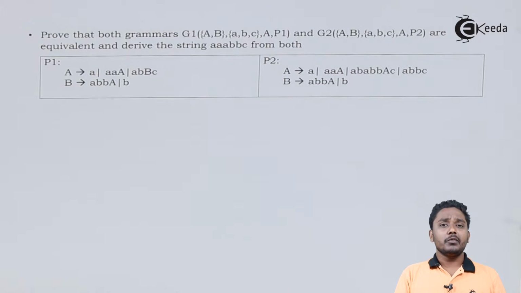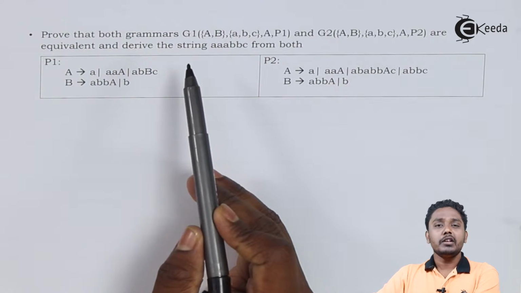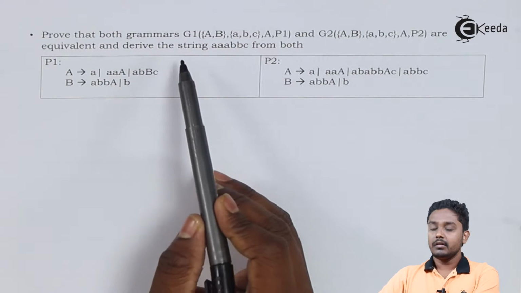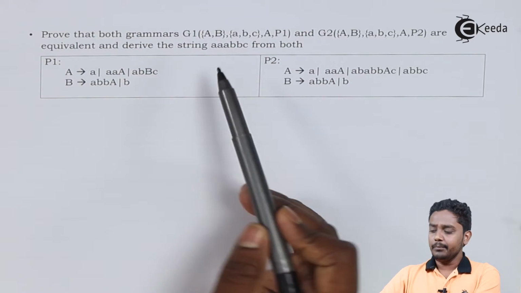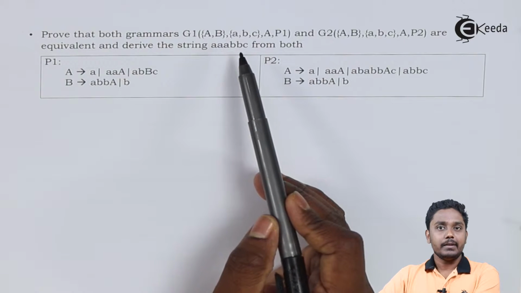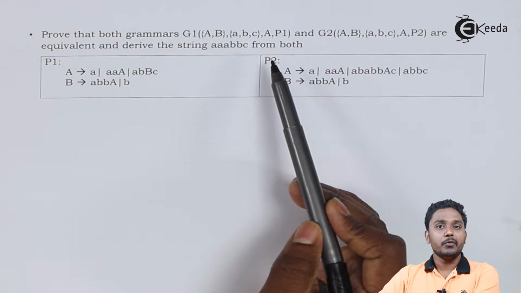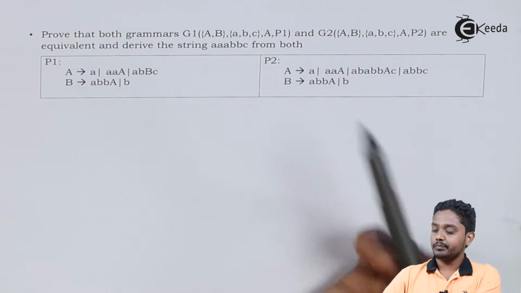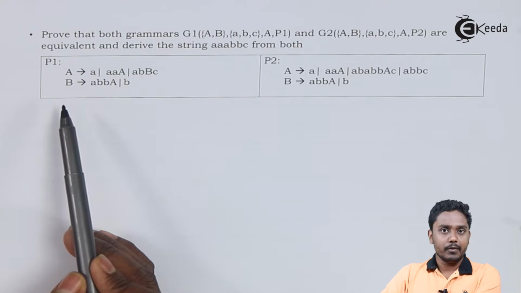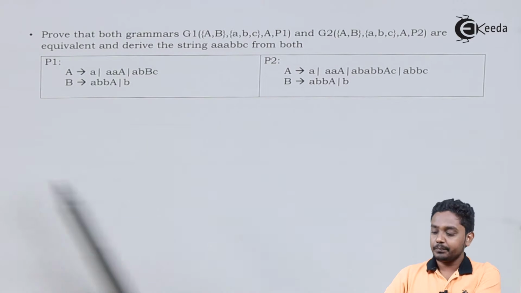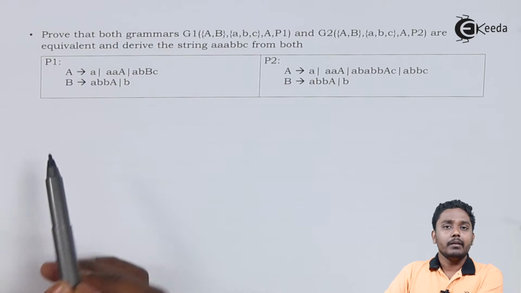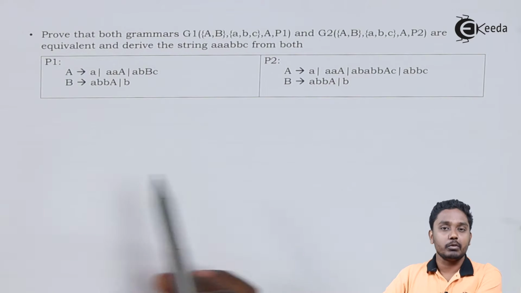Over here, let us start with the first question, in which we are supposed to prove that two grammars are producing the same language using their productions. G1 and G2 are two grammars having the same variables A and B, the same alphabet a, b, c, the same start symbol A, but different productions P1 and P2. These are the productions of P1, these are the productions of P2. We have to prove that P1 is equivalent to P2 or P2 is equivalent to P1.